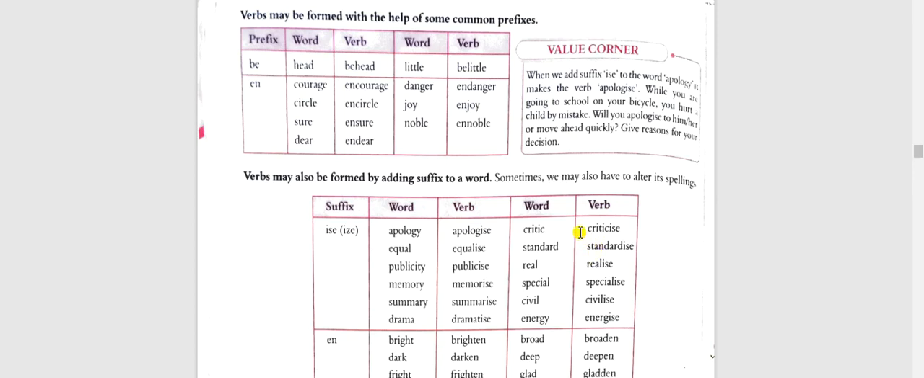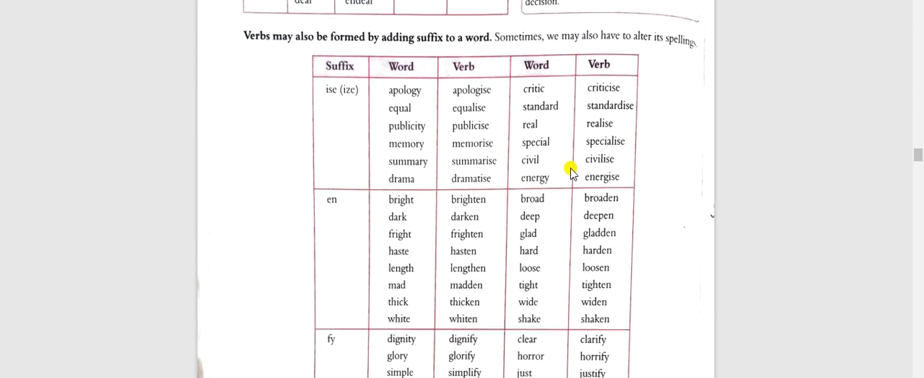endear, right? So when we add suffix ise to the word apology, it makes the verb apologize. While you are going to school on your bicycle, you hurt a child by mistake. Will you apologize to him, her, or move ahead quickly? Give your reasons for decision. Definitely, my children are not that kind. They will definitely stand by the person who got mistakenly injured by their move. So this is how a new fact is given in the form of value corner. Children, I do hope that you are getting clear with the concept of verbs in this chapter number 6. Do read and learn and try to use these verbs in your sentences too.